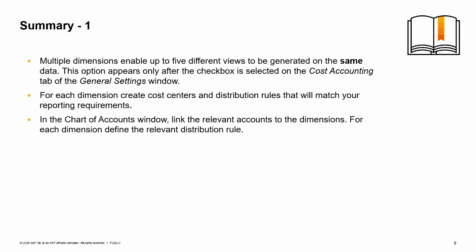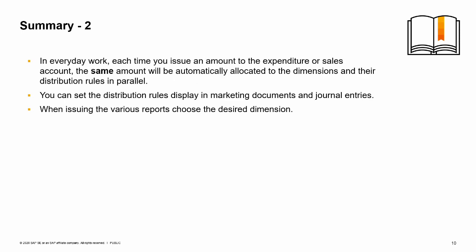In everyday work, each time you issue an amount to the expenditure or sales account, the same amount will be automatically allocated to the dimensions and their distribution rules in parallel. You can set the distribution rules display in marketing documents and journal entries. When issuing the various reports, choose the desired dimension.